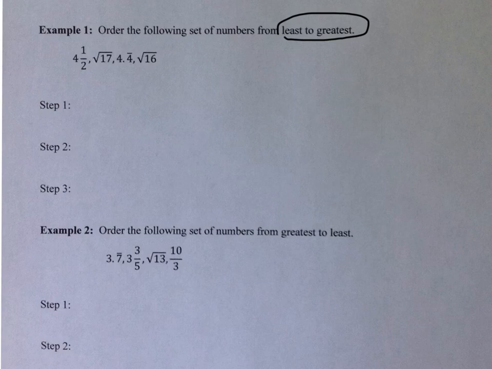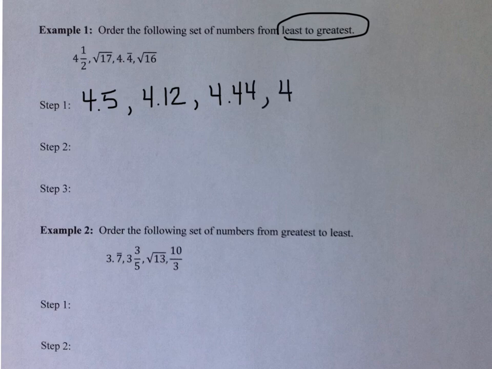So now step 1 is converting to decimal form. So now we have the first one, 4 1/2. What is 4 1/2 as a decimal? That would be 4.5. Next is the square root of 17. So you're going to use your calculator and type in the square root of 17, and you should get approximately 4.12. Now when you're dealing with square roots, I would definitely write a couple decimals down, and you'll see why a little bit later. Next one is 4.4 repeating, so that means basically 4.44. And the last one is the square root of 16, and the square root of 16 is equal to 4.